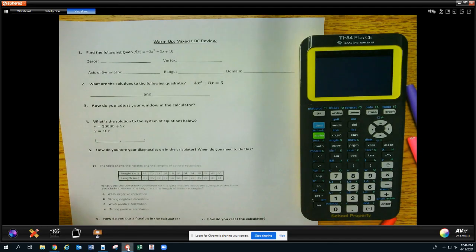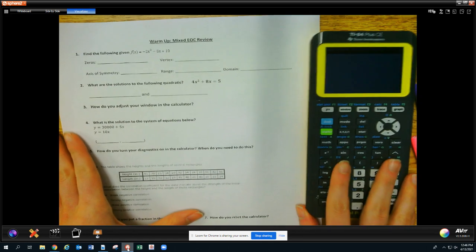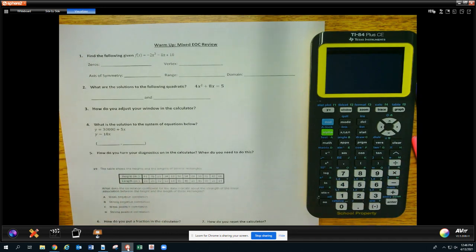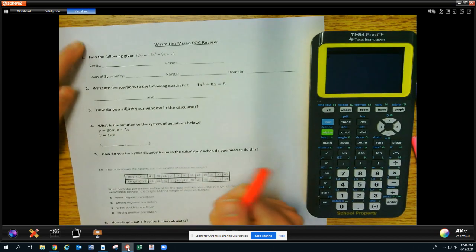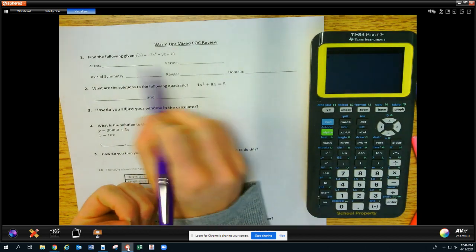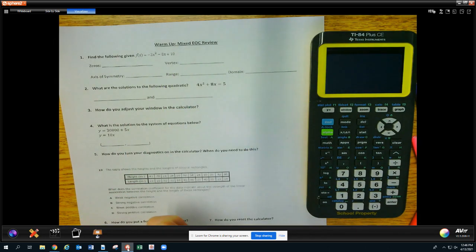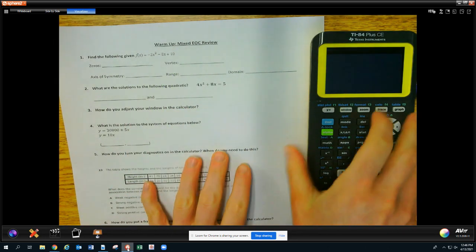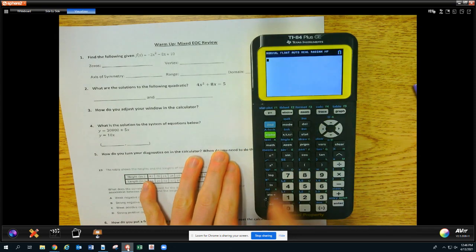All right, so this lesson is to remind you how to use the calculator for some of the most important features. Each of these questions, some of them we're just writing down what the steps are, and some of them we're actually using the calculator to answer the question. So for number 1, we are going to find some key characteristics of this quadratic function. We do know how to do this without a calculator, but I want to remind you how to do it in a calculator.